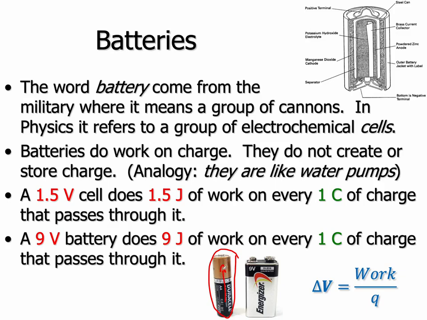If you send 2 coulombs of charge through here, it does a total of 3 joules of work. If you sent 4 coulombs through here, it would do a total of 6 joules of work. A 9-volt battery, this is one of those, you may not be as familiar with these, does 9 joules of work on every 1 coulomb of charge that passes through it. It's that simple. In this case, it's a negative terminal, positive terminal. It does work as it passes from here to here. Again, this is conventional current in both of these cases.